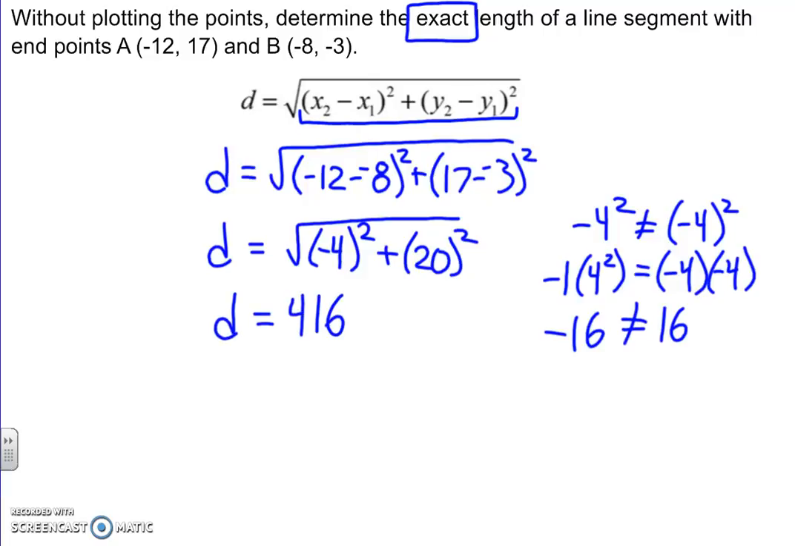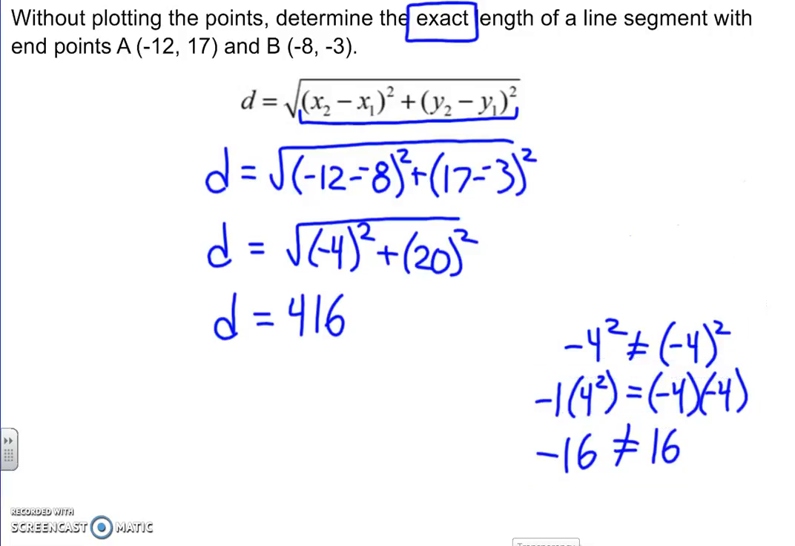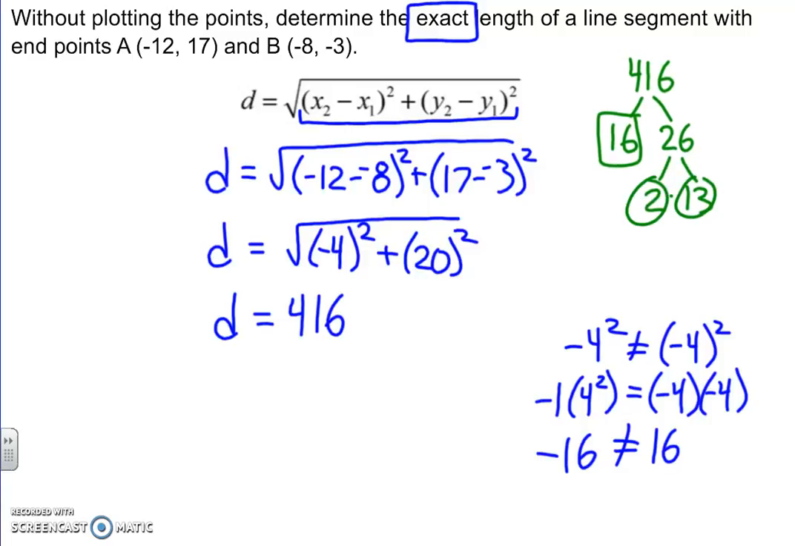We go to our factor tree, and then we're going to break this number down because we want to get the exact value. I told you it's good to use prime factorization, but the best trick is to find a perfect square it is divisible by. And this is divisible by 16, which is a perfect square, times 26, and 26 breaks down to 2 and 13, which are both primes. So when I get to d here, d equals the square root of something.